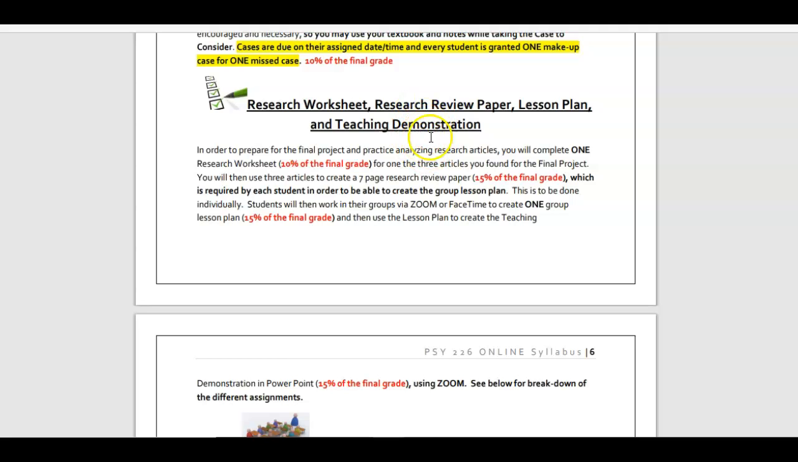So I'm going to show you some resources in a few minutes. But you'll be working individually first on these two assignments. And then the lesson plan and teaching demo, you'll do together in a group. You will have to collaborate. You'll have to get together on Zoom. So again, I'll be showing you how to do that.